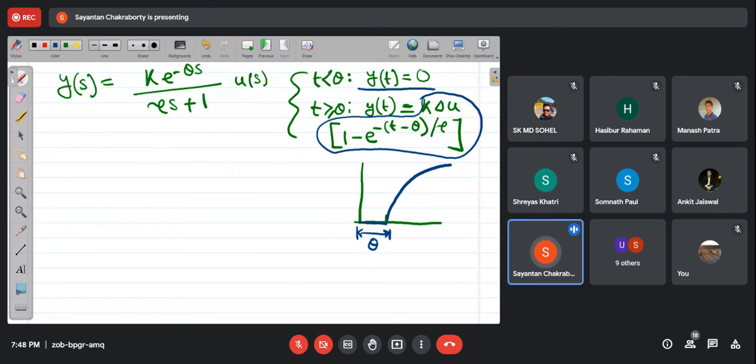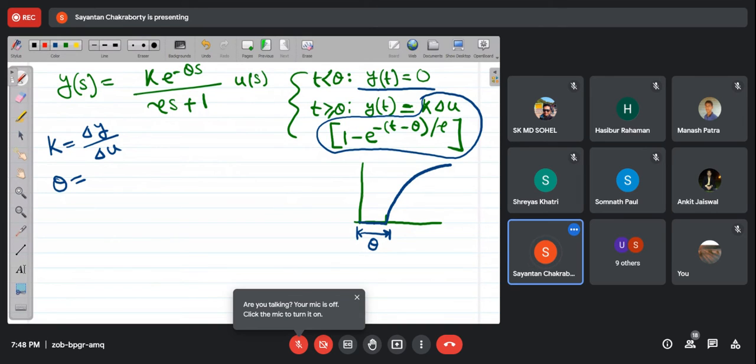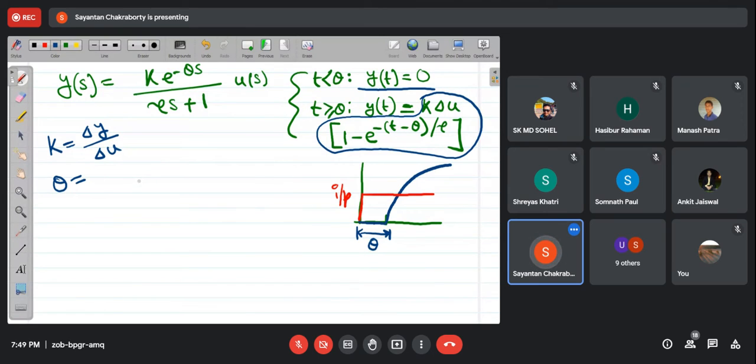Right? So the three process parameters, what are those? K, how can you calculate K? It is found simply as the long-term change in the process output, that is delta Y, the steady state change in process output, divided by the change in the process input. Very simple. Now, how to calculate the time delay or the dead time? It is the amount of time after the input is applied. If you draw the input in the same curve, the input is applied at t equal to 0. So after the time theta, the output has started to change. So this theta is called the dead time or the time delay of the system.